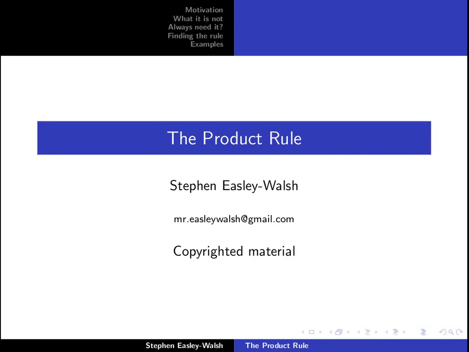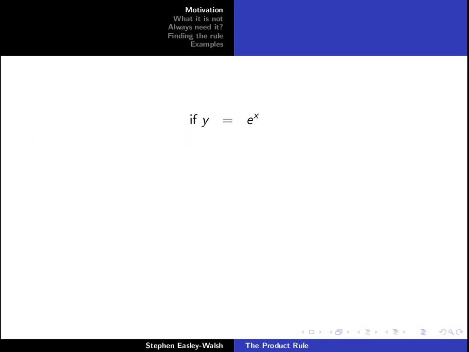In this video, we are going to look at the product rule. Suppose we have y equal to e^x. Then we know that the derivative of y is equal to e^x. Suppose y equals sin x. Then we know the derivative of y is equal to cos x. But what if y is equal to e^x times sin x? Then, what is the derivative of this?